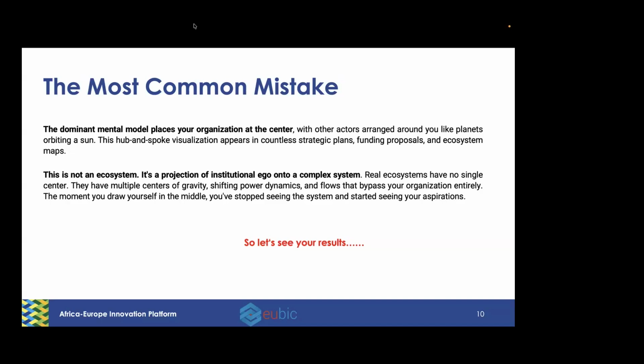In my replies to your emails about the homework you have done, I tried to explain that for understanding your position, it's good to be in the center and understand the key players around you. But in the following steps, this creates a distorted picture, because in reality ecosystems have multiple centers, and these centers shift depending on the issue. For funding, one actor may be central; for talent, another; for regulation, a completely different one. So when an organization assumes it's the hub, it overestimates its influence and underestimates the autonomy of others.